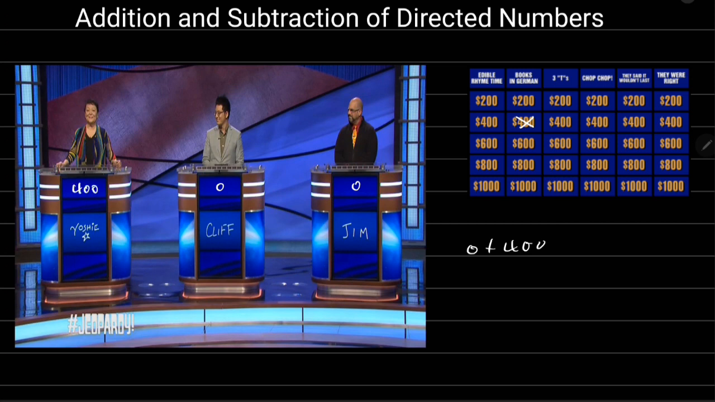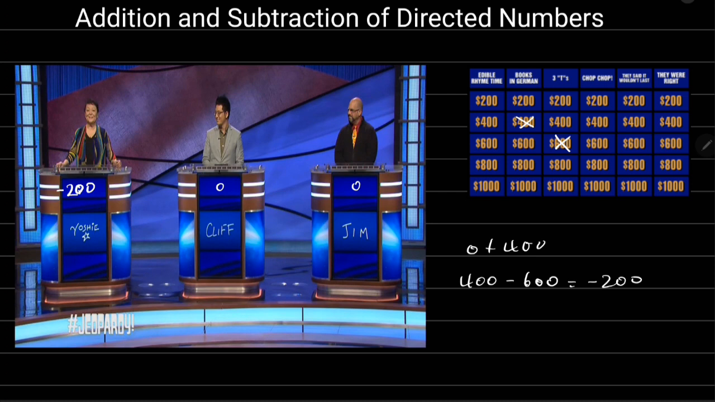Yoshi was excited, and then she chooses the category treaties for 600. The question pops up, Yoshi rings in, but this time she gets it wrong. So that means Yoshi will now lose 600, but she only has 400. So that will be 400 subtract 600. That means Yoshi will go into the negative. So Yoshi will have negative 200.